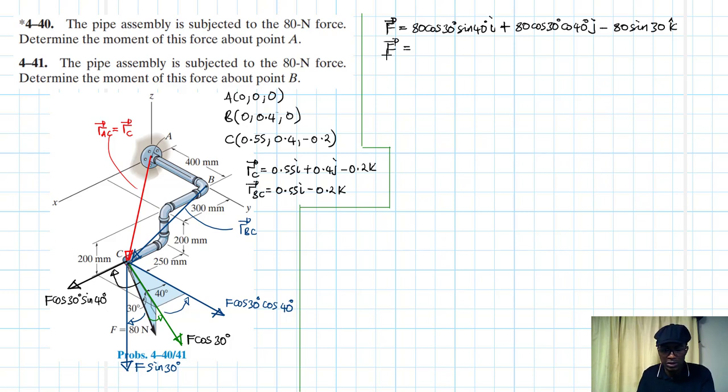So rewriting this, simplifying it, we have 80 cos 30 sine 40, this is 44.53 I. Okay, 80 cos 30 sine 40. Then we have 80 cos 30 cos 40, so this becomes plus 53.07j. Then minus this one, just a 40. Sine 30 is 0.5. Okay, so we are done with the force.